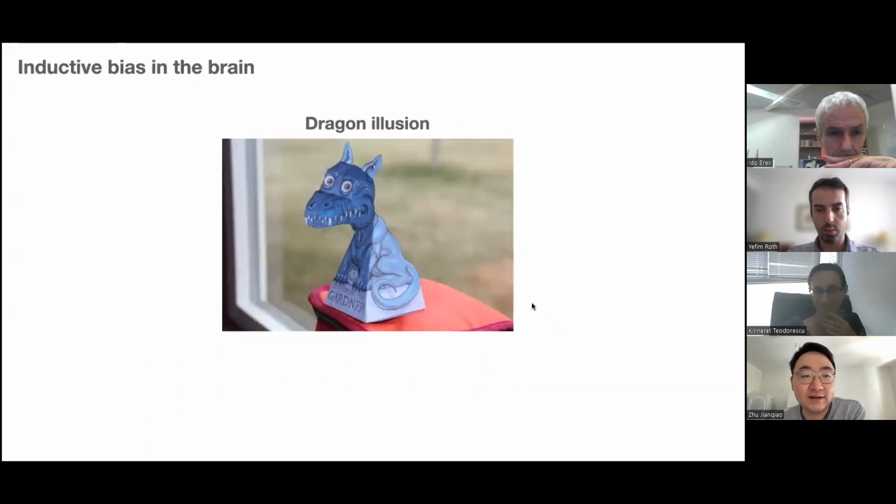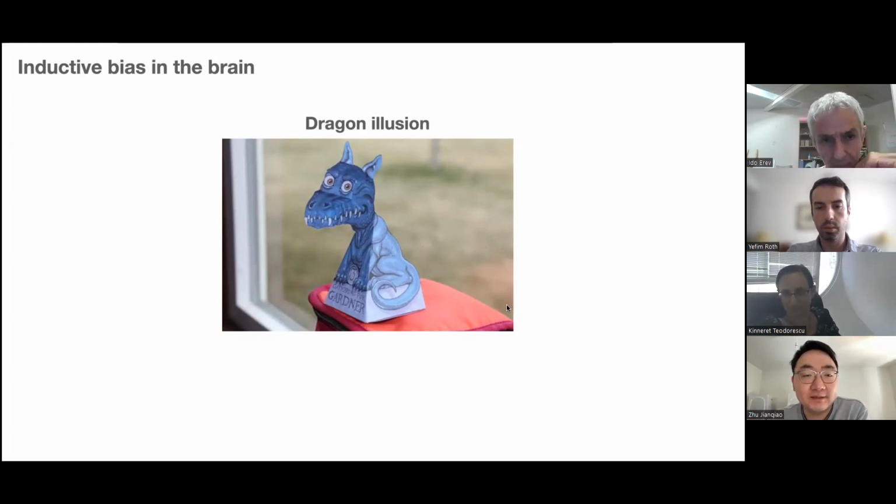And there's also evidence showing that inductive bias exists in the brain. Surely people are familiar with these dragon illusions. For example, this is a classic visual illusion, essentially showing that this is an ambiguous picture, and the dragon face is actually hollow, but then you see a convex face.